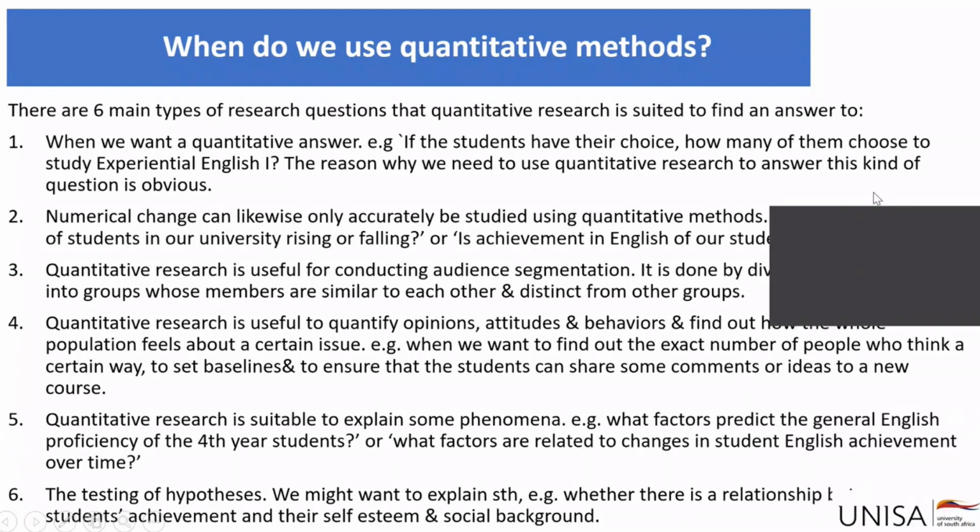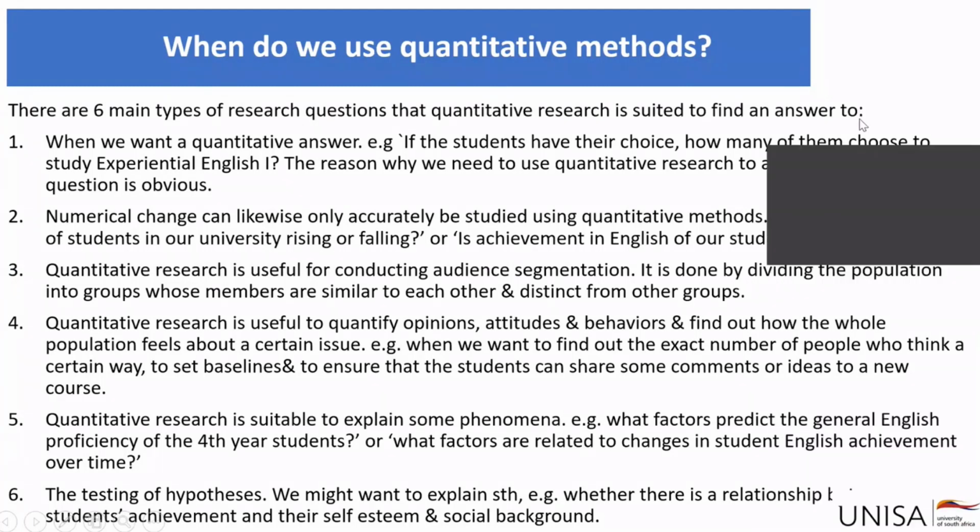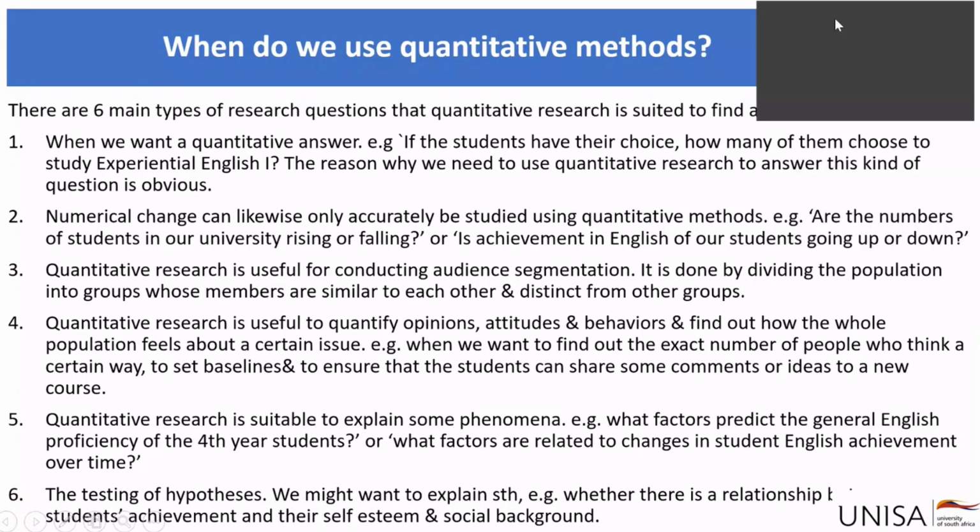Because here, we are trying to assist in determining when we think it's the right time to use quantitative method, which is what we are focusing on today. The guideline is that there are 6 main types of research questions that quantitative research is suited to find answers to. So if any of the things that you're doing is asking these questions, then quantitative research might just be best suited.